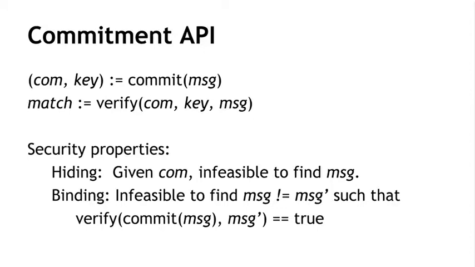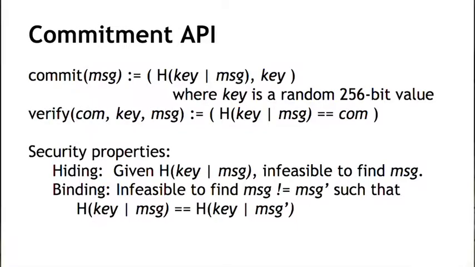Well, first we need to talk about how we're going to actually implement commitments. And the way we're going to implement commitments is like this. In order to commit to a value message, we're going to generate a random 256-bit value and call it the key. And then we're going to, as the commitment, return the hash of the key concatenated together with the message. And as the key value, we're going to return the key.